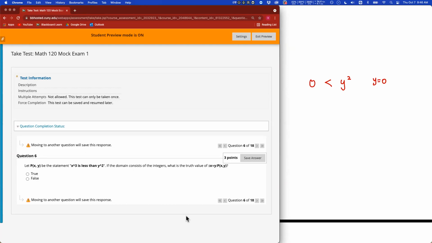Anyone? Okay, if you let x be 1, then you have 1 cubed, you have 1 less than 1 squared. Again, if you let y equal 0, it's false. Okay, I see people say -1. If you have -1 cubed, you will get -1. And -1 will always be less than y squared, since y squared can never be negative, right? Y squared will always be greater than or equal to 0. So if you let x be any negative number, it will be true for all integer y. So this is a true statement.